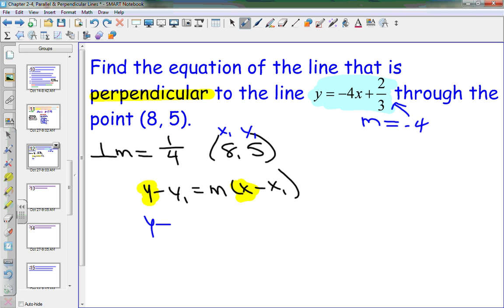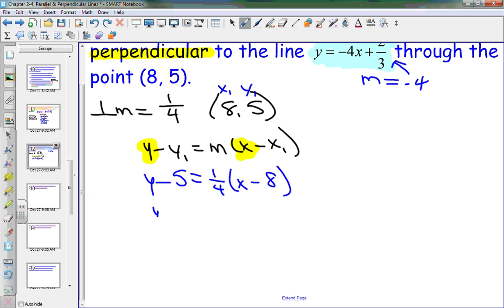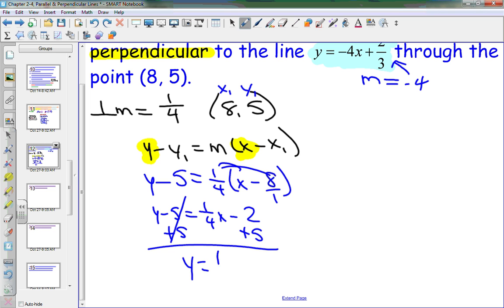So Y minus 5 is equal to 1/4 times X minus 8. Okay, now what do I do? Distribute. So that's going to give me y minus 5 is equal to 1/4 of x. And what is 1/4 of 8? 2. 8 times 1 is 8. 4 times 1 is 4. 8 divided by 4 is 2. Now what do I do with that 5? Add the 5. So y is equal to 1/4 x plus 3.